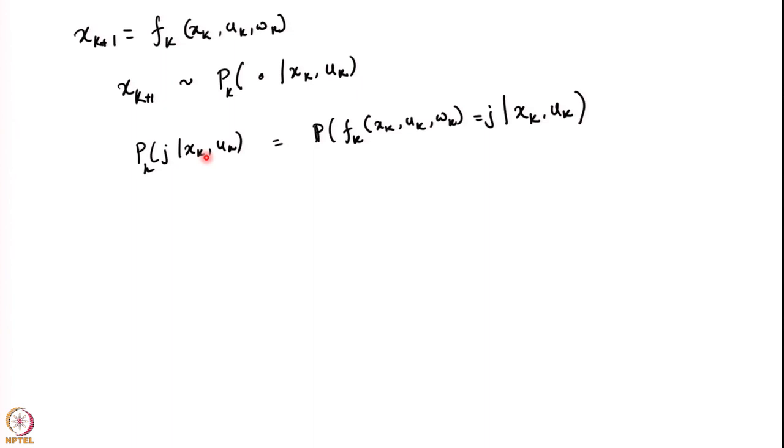In fact, the converse can also be worked out under fairly general conditions. If you are given a probability distribution of this particular form, in several cases one can try to construct a noise random variable from there and a suitable function. This requires some amount of analysis, so I will not be going into that direction. It's not that important for us to explore this. Now the problem that we have formulated is where we are maximizing this reward.